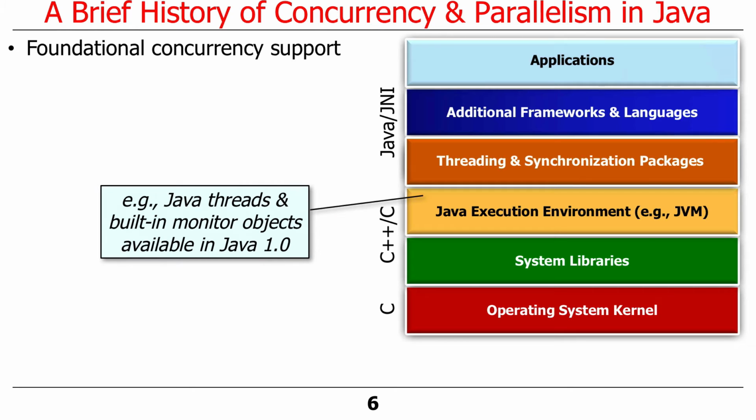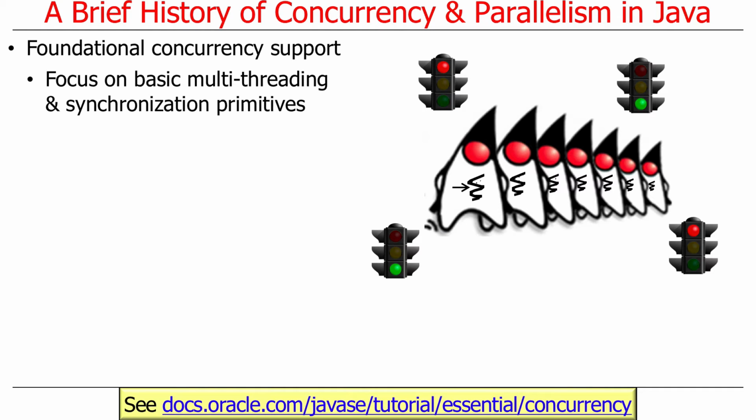So this goes back to the middle 1990s or so, some 20 plus years ago. When Java first came out, it had foundational support for concurrent programming. And the features it provided were Java threads, which you'll get a chance to learn about in the first assignment, and something called built-in monitor objects, which you'll learn about later. And that was what was available when Java shipped in 95 or so, whenever it first hit the streets. The main focus was on very basic multi-threading and synchronization primitives, and you'll get a chance to play around with a lot of these things.